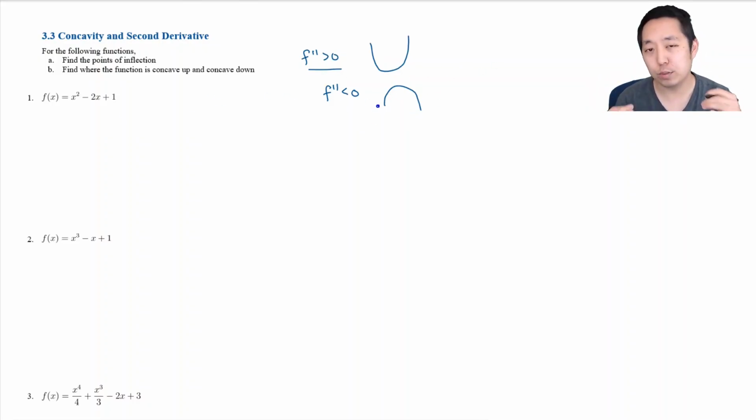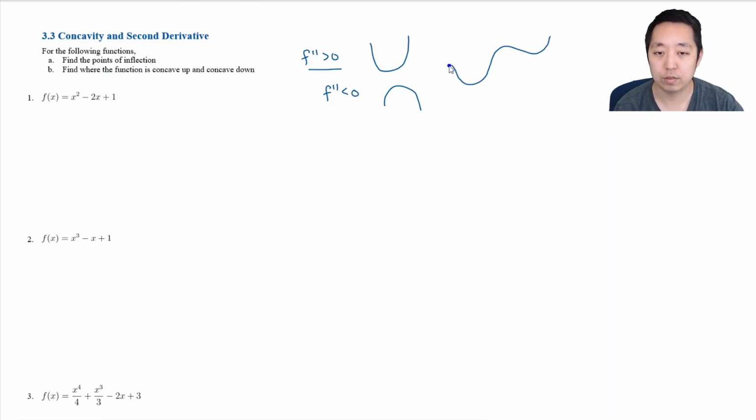Kind of like the first derivative tells you when a function is increasing, ramping up or going downward, because the slopes are positive or negative. Concavity doesn't tell you whether it's increasing. It's telling you whether it's bowl upward or bowl downward. So if I have a curve like this, for example, in this area it's concave up, here it's concave down, here it's concave up, here it's concave down.